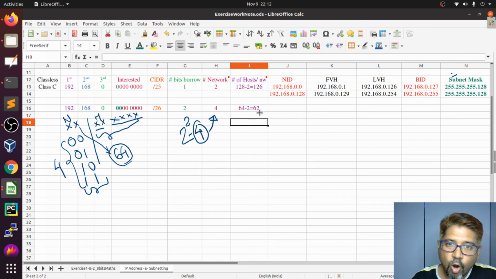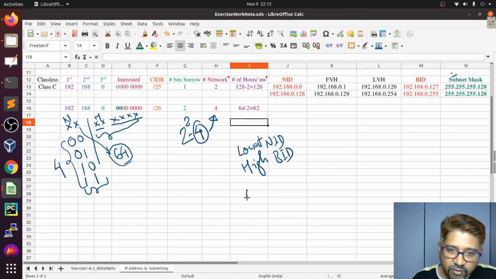Okay, so how many bits? 64 minus 2. So the first lowest is going to be your network ID, and the highest is going to be the broadcast ID. So let's do the calculation. What will be my first network again?